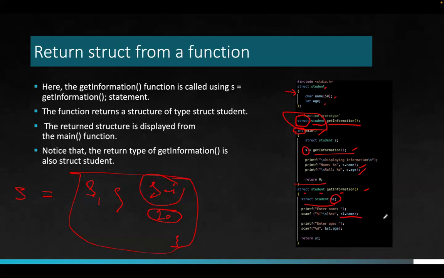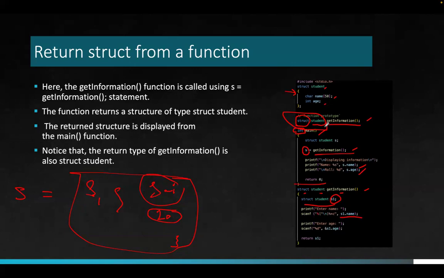Now, during this example, we should observe two things. One is you have to understand how this function call happens. While declaring this function, you have to declare it with a proper prototype: struct student get information. A very important thing: why can't I just mention struct and get information? Why have I mentioned student explicitly? There is a reason to do that.